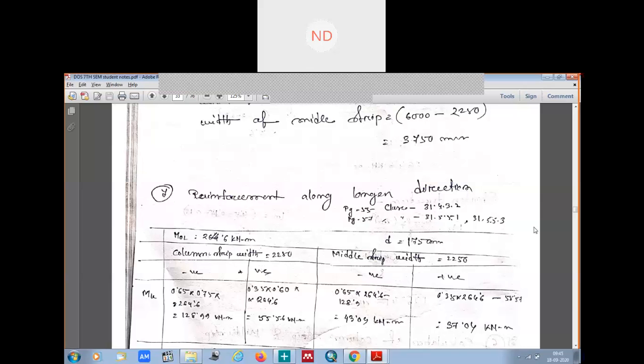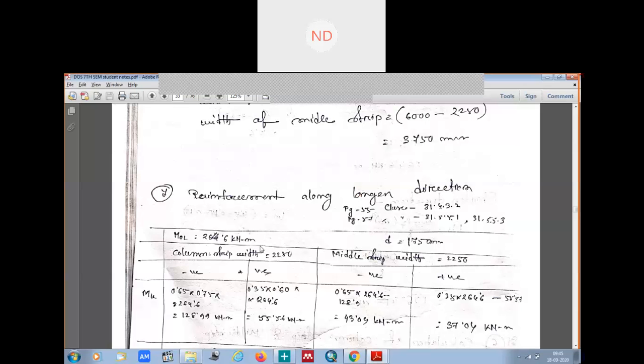So what I have done is that we can do this in a table directly, so that you don't have to go back and check the values. If we can calculate all the things in a table, that will be much better. So we will calculate our percentage of steel in tabular form. For that we will note down the things which we require, like the moment along the longer direction, and our effective depth.